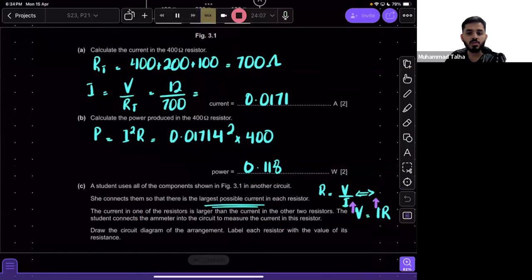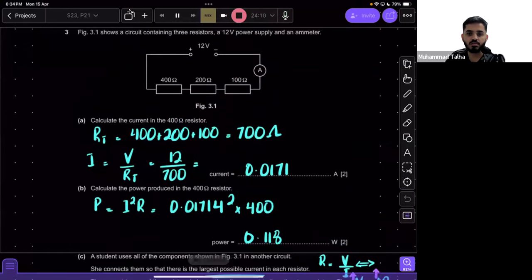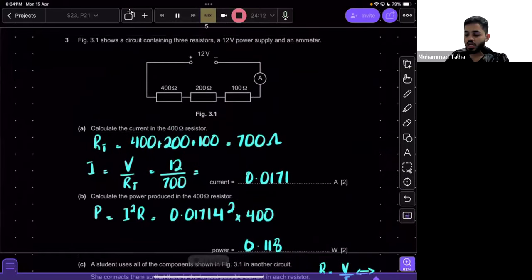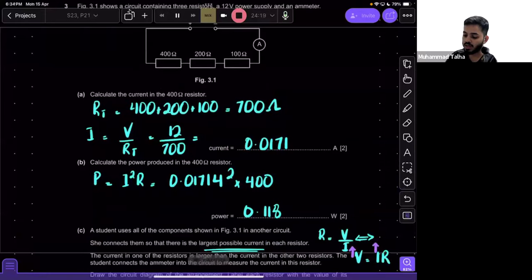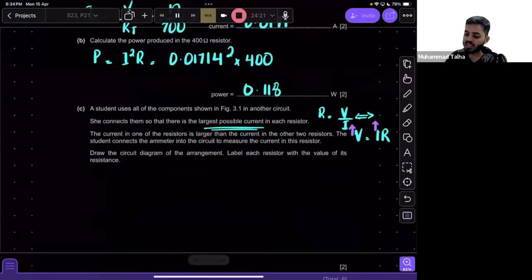So largest possible current in each resistor. So in each resistor, we need the largest current. So we said that we are going to connect this in parallel. The question then says the current in one of the resistors is larger than the current in the other two resistors. If so, this means that we are now talking about the smallest resistor.